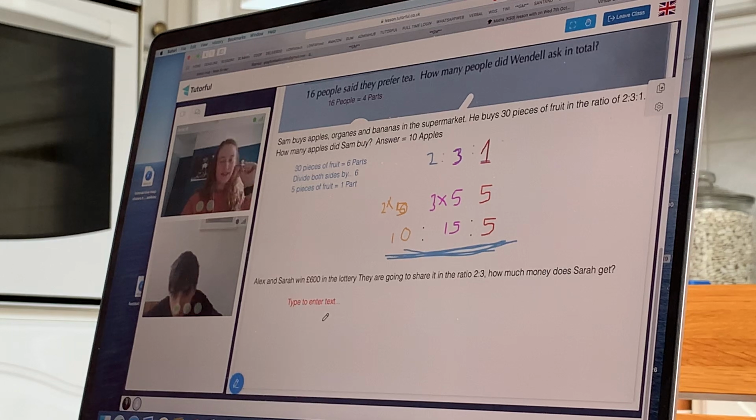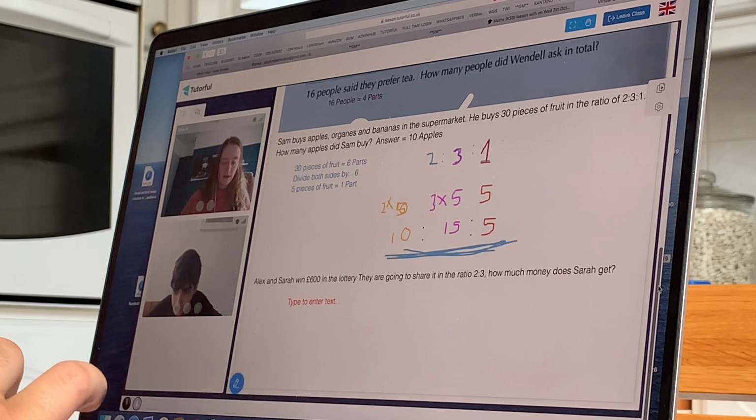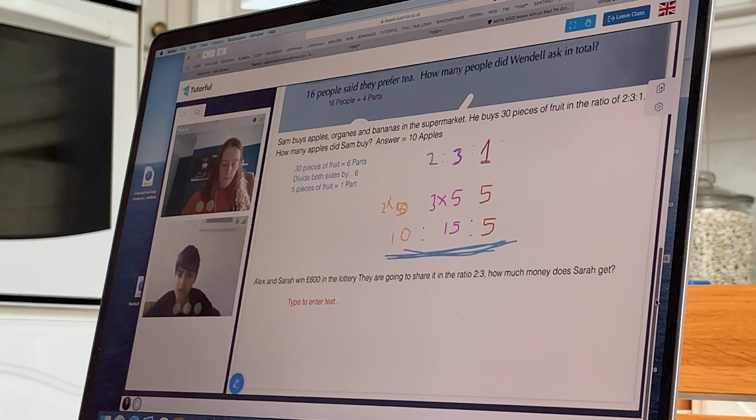Okay, so we've got £600, which is equal to 5 parts. How many pounds is equal to 1 part? What do we divide by? We divide 600 by 5. Yeah, brilliant. The trick is we're always dividing by the number of parts, in this case 5. Will it be 120? Yeah, brilliant.